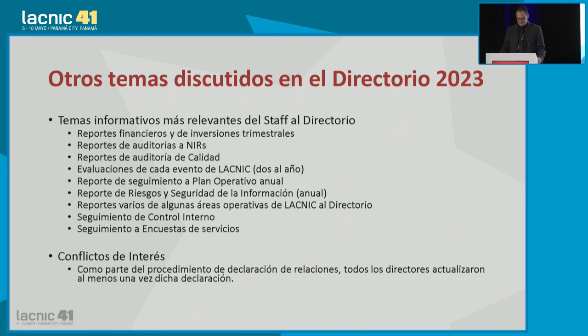Other topics addressed by the board, basically we have reports that we have to check every quarter. For instance, every 6 months we have financial reports. We have two NIRs, Mexico and Brazil, and we have to make sure that they are complying with what is accepted for the region. So we audit them, and we work with them, and they send a report of the audit, and we check the audit, and we see whether there are any opportunities for improvement.